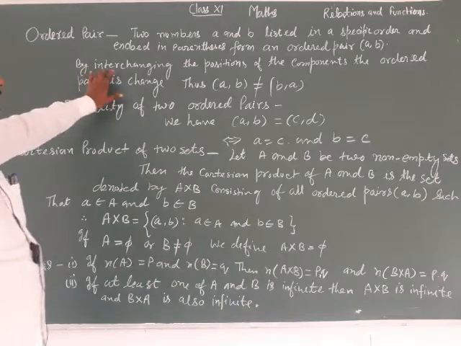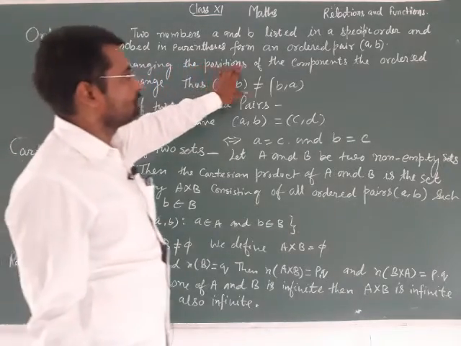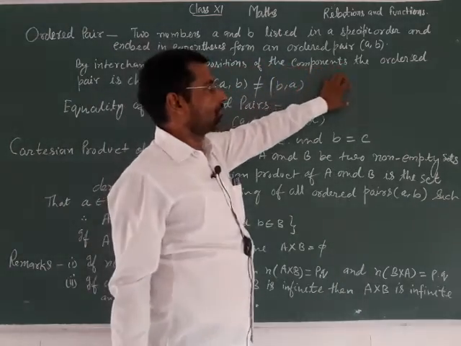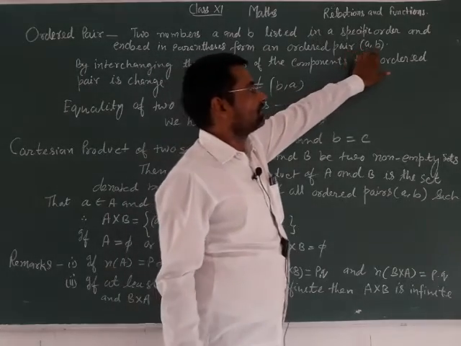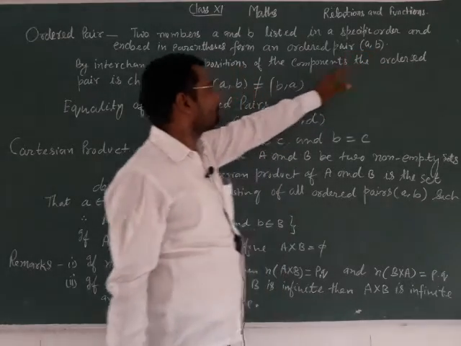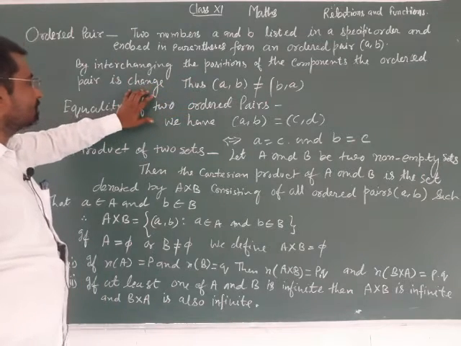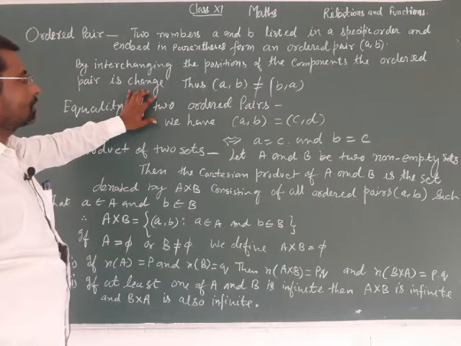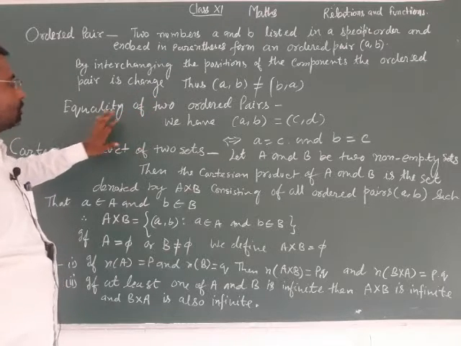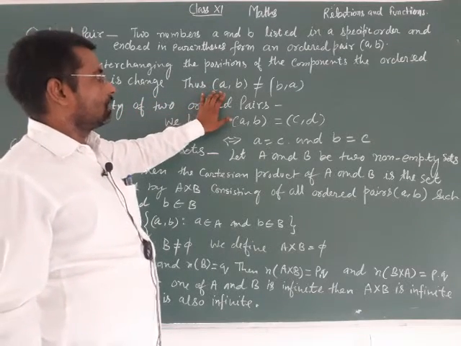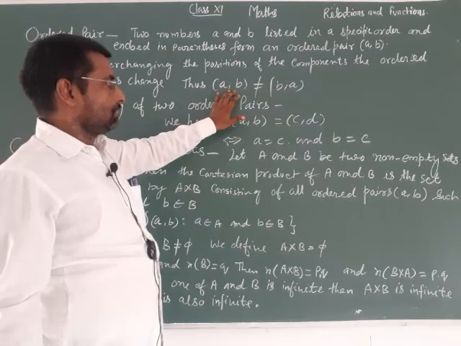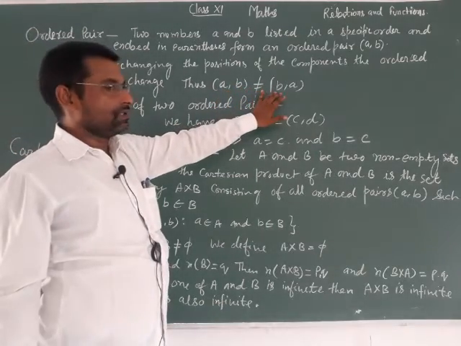By interchanging the position of the components, first component and second component, the order is changed, and thus the ordered pair also changes. So (a, b) is not equal to (b, a).